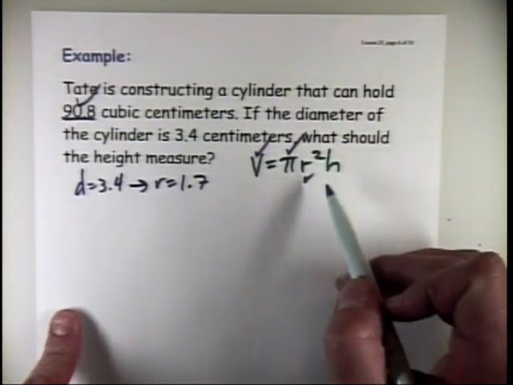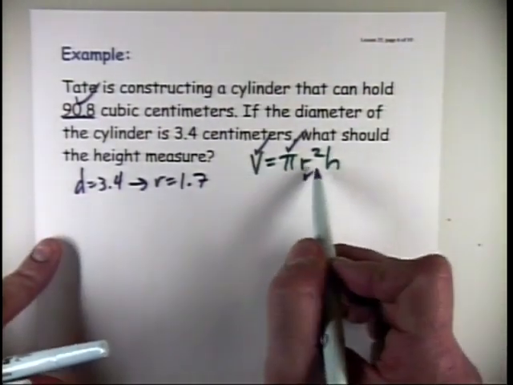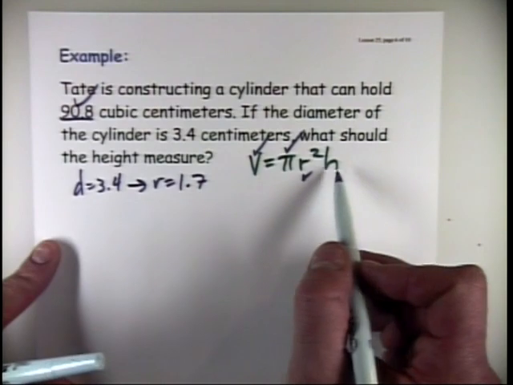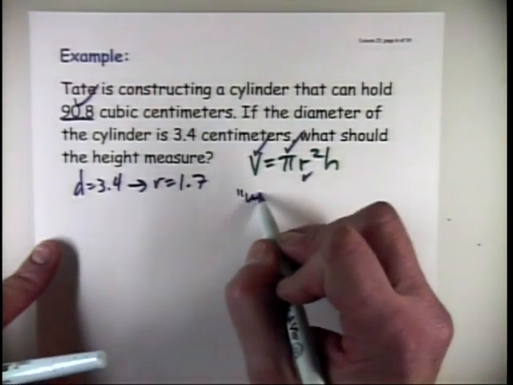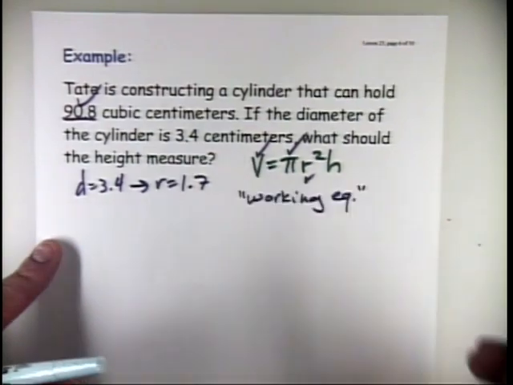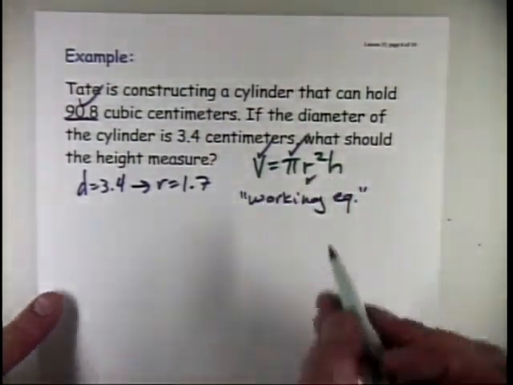Now notice this equation is not solved for h. You have two options at this point. Determining what your teacher wants is probably the best way to approach this problem. You can either plug in the quantities that you know and solve for h, or you can solve for your unknown quantity immediately and get what's called a working equation, which is what you probably need to do in a science class. So I'm going to go ahead and solve this little equation for h.